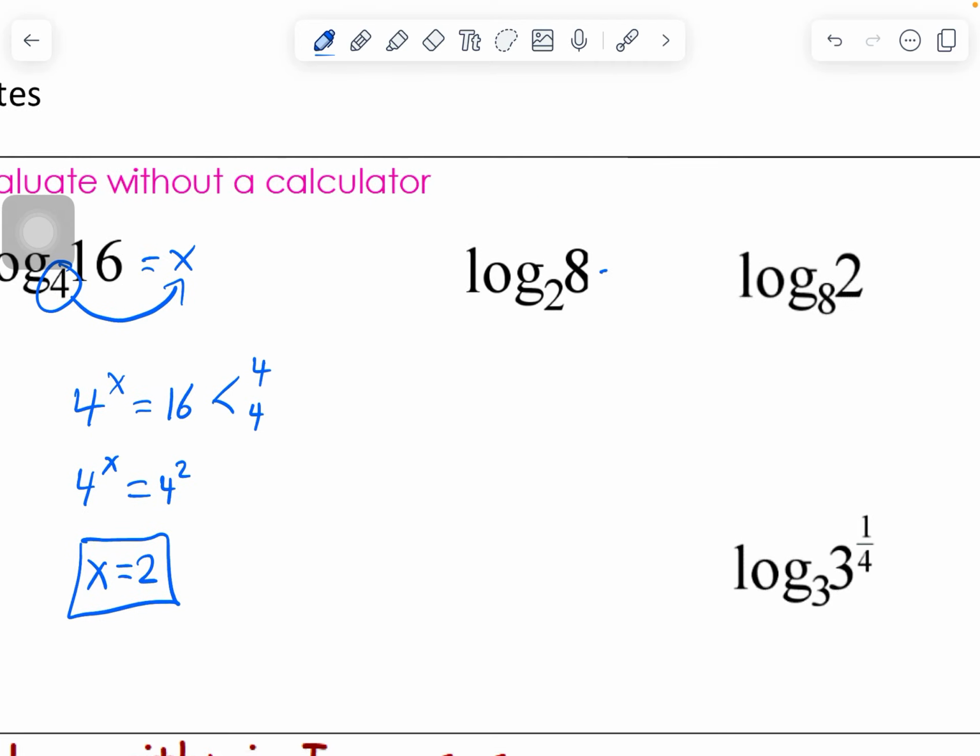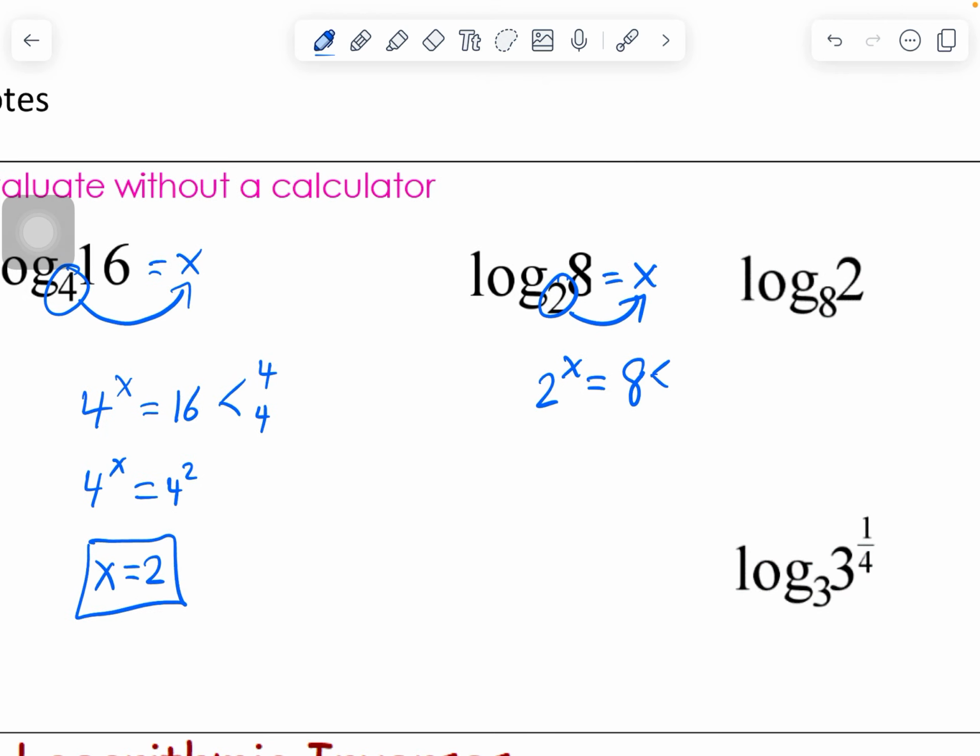Here's the next one. Set it equal to x. Swing the 2 under the x. So 2 to the x equals 8. 2 to what power would give us 8? If we break this up, 4 and 2, 2 and 2, we'd get 2 to the third power, because there's three groups of 2. So x equals 3 is our answer on that one.